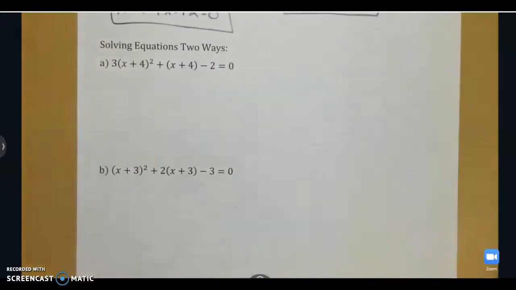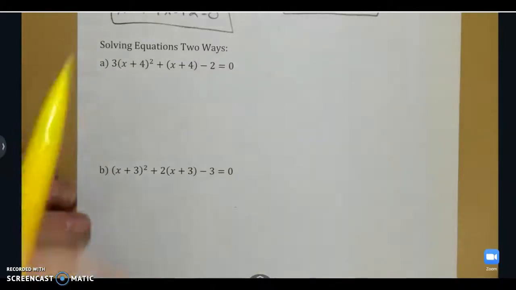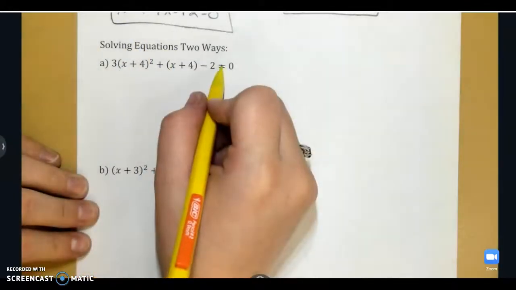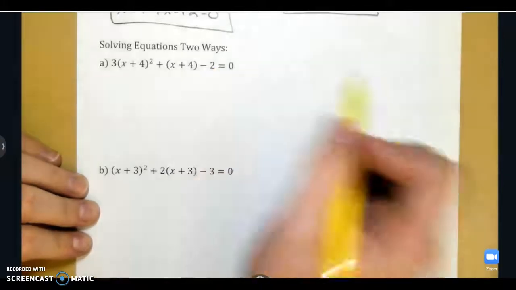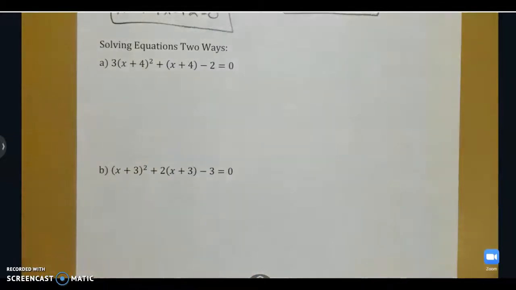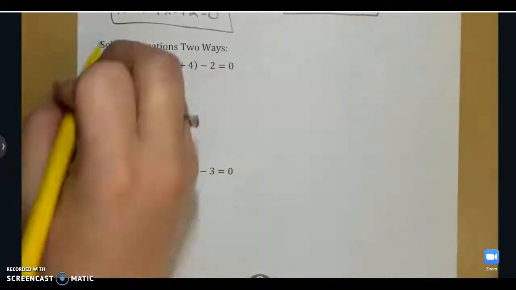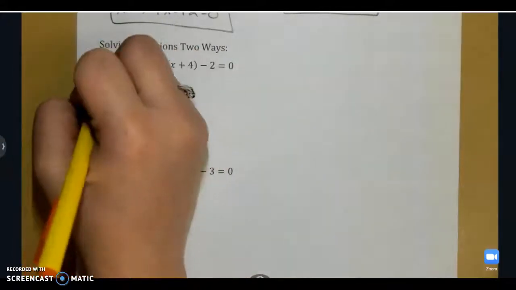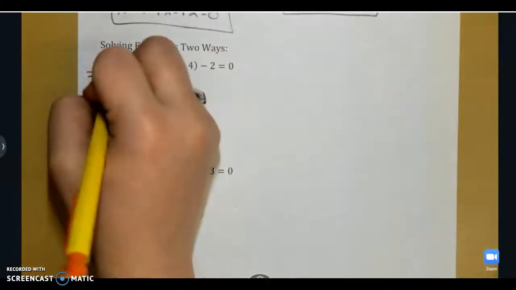Now, I'm going to show you two ways that we can solve problems similar to this. So, everything is already in standard form. It's all on the left side, but I don't have a GCF. There is an x plus 4 on two of the terms, but it's not in the third, so we can't factor it out. So we're actually going to have to decompose this entire expression. So first, I need to FOIL this x plus 4 squared.